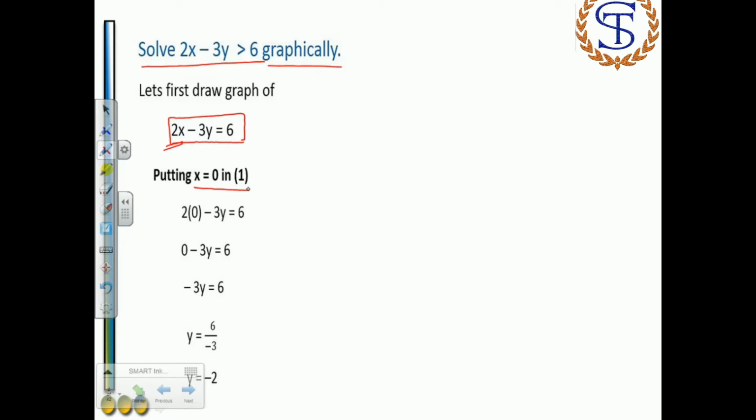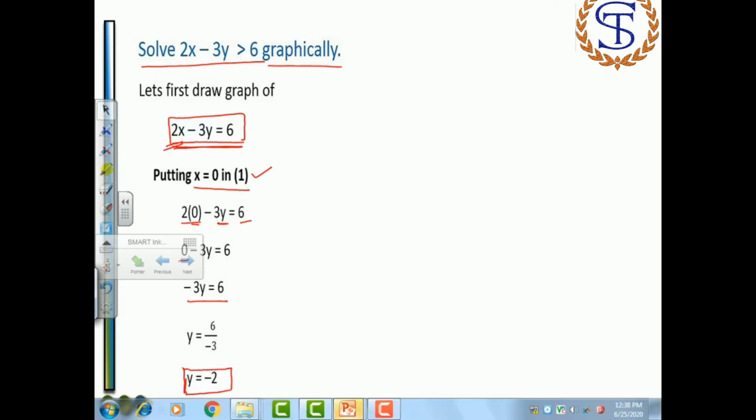2 into 0 minus 3y equal to 6. 2 into 0 means 0, minus 3y equal to 6, that is minus 3y equal to 6. Now here, what is y? If minus 3y equals 6, then y is equal to 6 upon minus 3, and it gives us the value of minus 2. It means if we put x equal to 0 in this equation, then we will get y equal to minus 2.